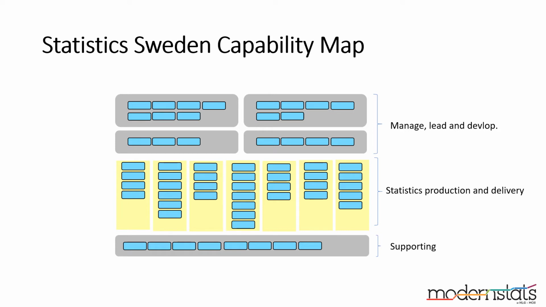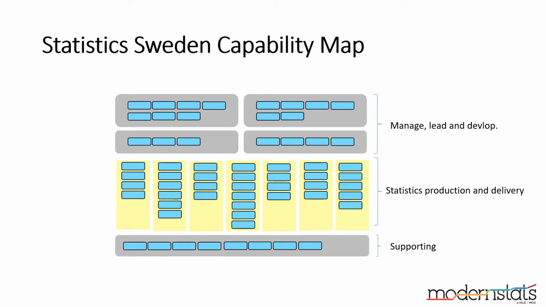And at the top we have capabilities that involve managing, leading and developing Statistics Sweden. And at the bottom we have capabilities for supporting Statistics Sweden. And for example, there you can have human resources or finance or capabilities for handling invoices and payments and stuff like that.